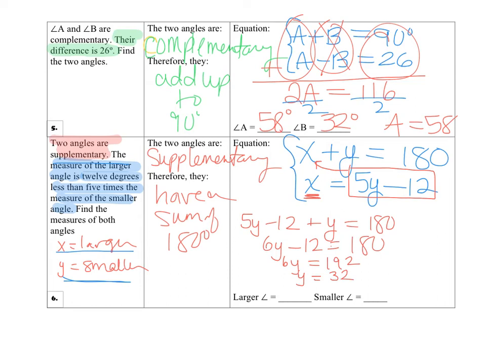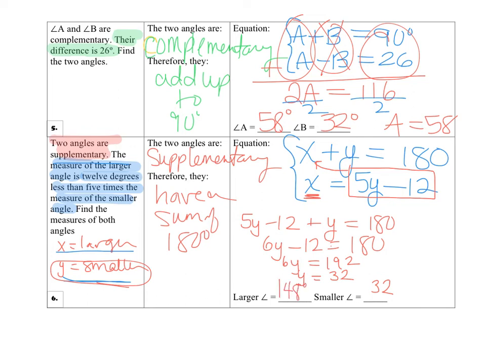So we found out that y is 32. We called y the smaller angle, so that's going to go over here. And then to find the larger angle, we're going to go back up and use this equation, because we said that the larger one, I could find it by doing 5 times the smaller one. So 5 times 32, that's 150, that's 160. 160 minus 12 is 148 degrees.